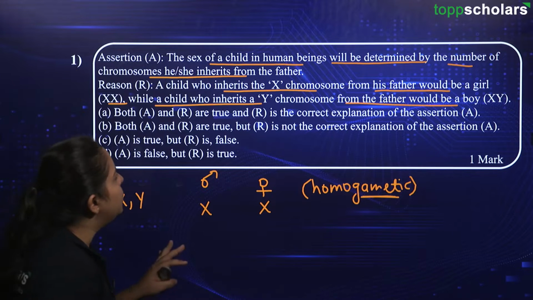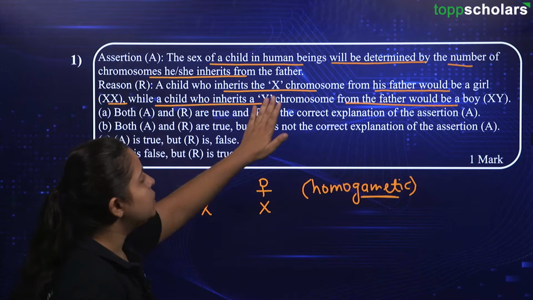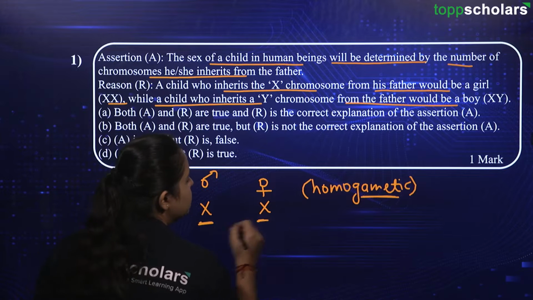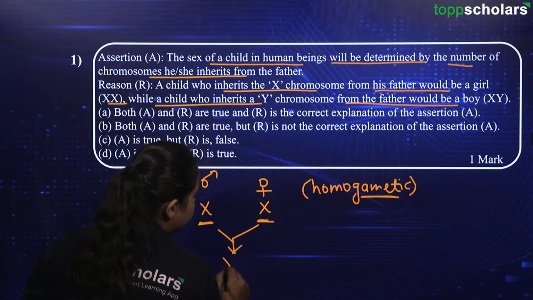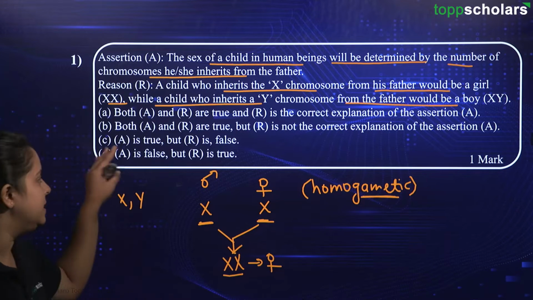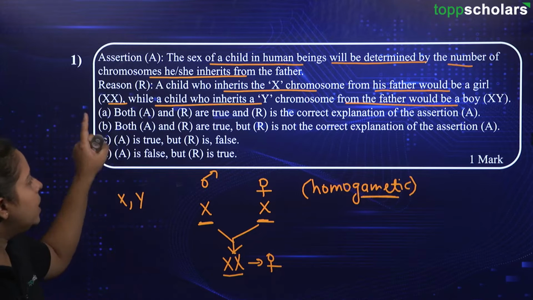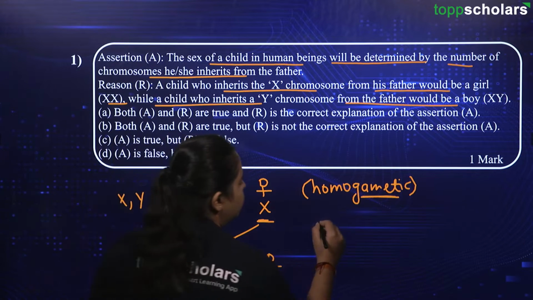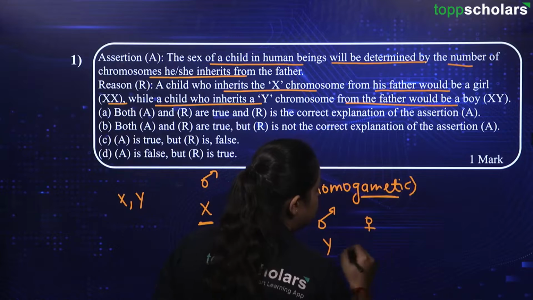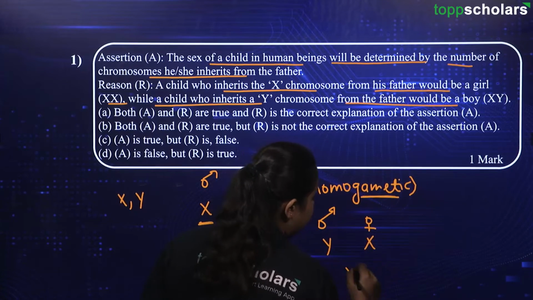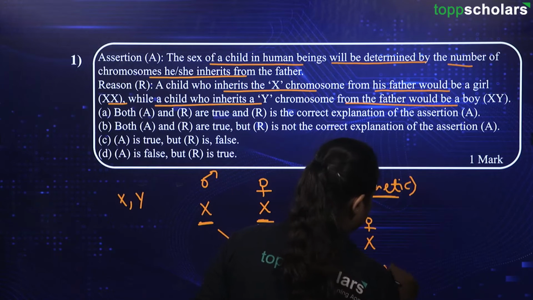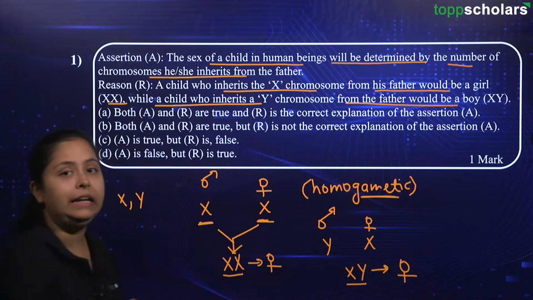Alright. So coming back to our question, it says that a child who inherits X chromosome from his father would be a girl. So if a child is getting X chromosome from father and X chromosome from mother, then the chromosome combination will be XX and this will be a female. This is being said in your reason statement. And then it is said that if a child inherits Y chromosome from the father, in this case, Y chromosome is being inherited from the father and the mother is again giving X chromosome. Herein the chromosome combination will be XY, and in this case, the child is supposed to be genetically a human male.